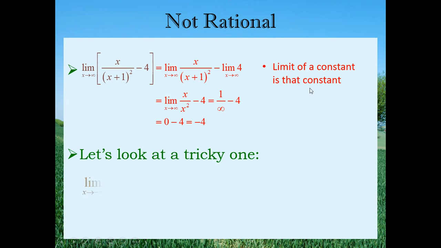So limit of a constant is that constant. So limit of 3 to the negative x as x approaches negative infinity. So I'm going to put the exponent in the denominator. So I've got x as it approaches negative infinity, 1 over 3 to the x is equal to 3 over 3 to the negative infinity, which is equal to 3 to the positive infinity, which is positive infinity. Again, does not exist.